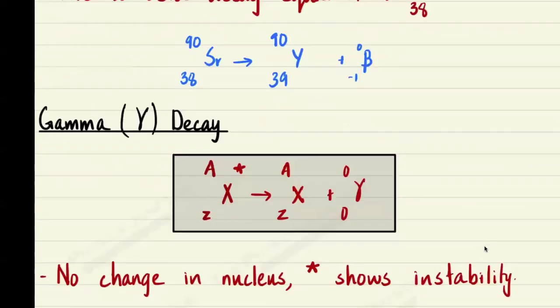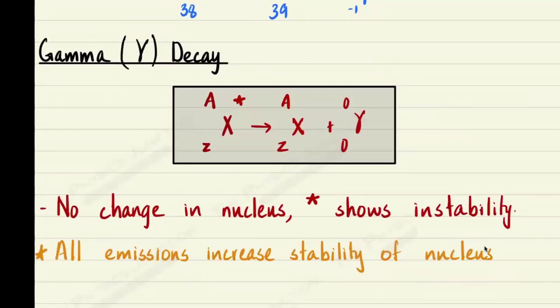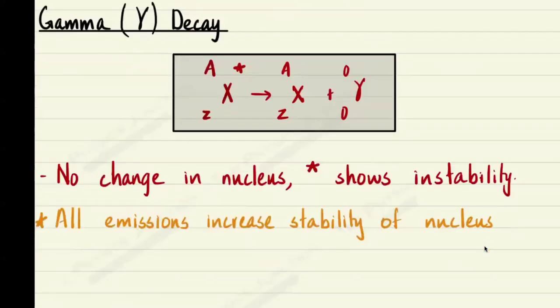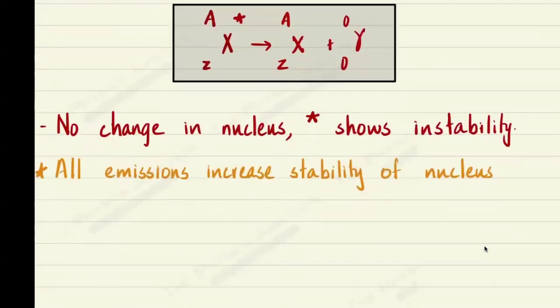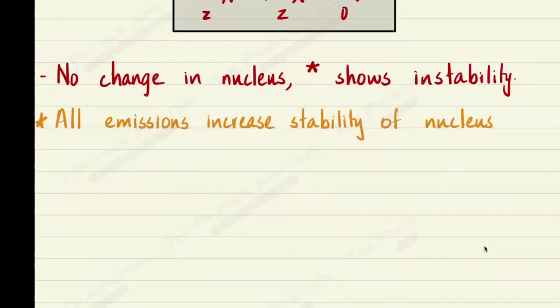Gamma decay, so gamma decay is basically something which has no change in the nucleus. It's just some gamma which is emitted, and you can probably see why, because it has no nucleon or proton number, so there's no change in the nucleus, right? This is no different from this guy. So it's just shown like this, and you need to remember that all emissions that you have all increase the stability of the nucleus. So that's it for this video, and in the next video we'll pick up from here and go through the other remaining parts of this chapter.